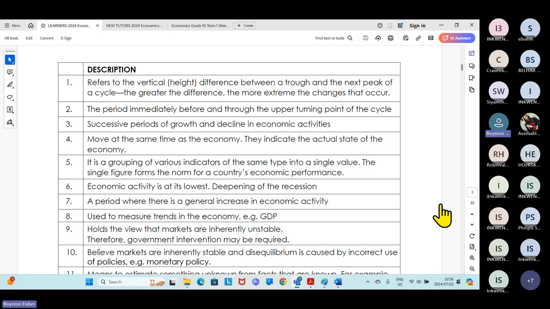Number eight, used to measure trends in the economy and for example, GDP. So GDP is something we use to see if the economy increased or decreased, shrunk, and so forth. And that is known as what? It also has to do with some sort of indicator, but what type of indicator? Thank you, Bawai. We see your answers.